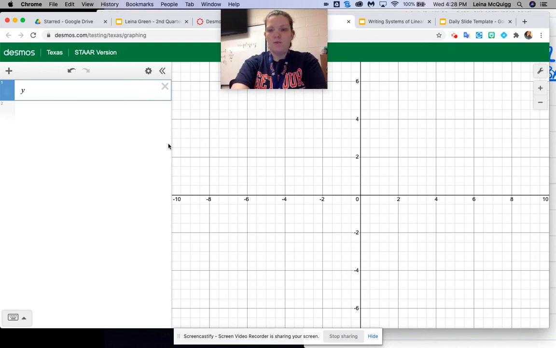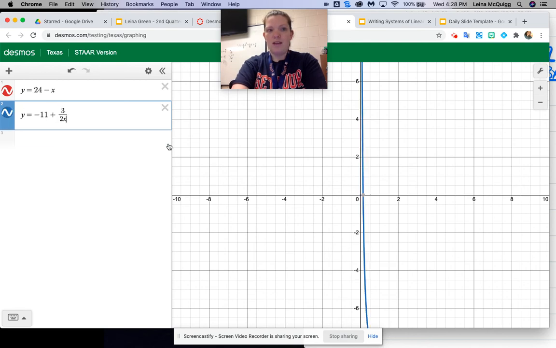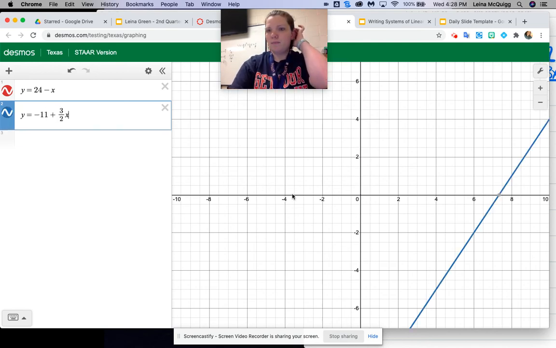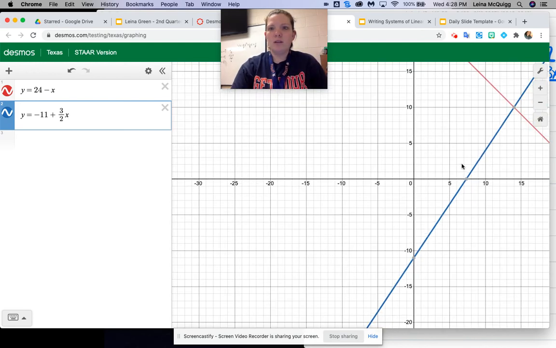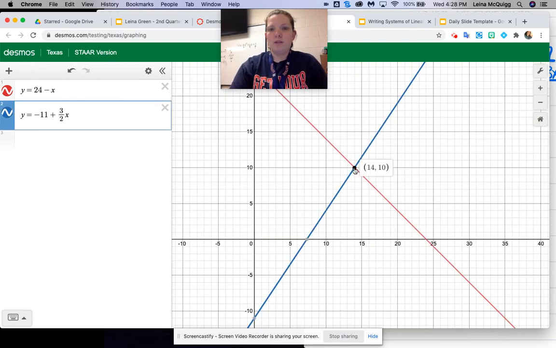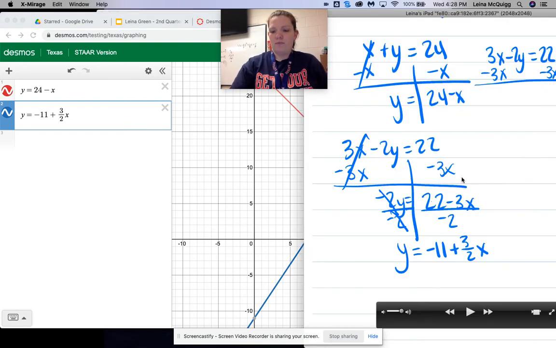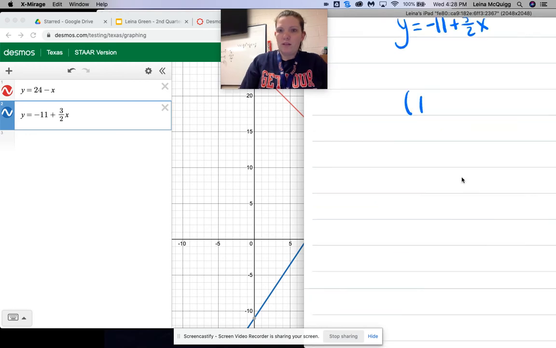All right, so we're going to type these in. Y equals 24 minus x, and y equals negative 11 plus 3 halves x. Oops, come out of the denominator, x. I'm going to zoom out, and we're looking for where they cross. So they cross right here at 14 and 10. So 14 is my x value, 10 is my y value. I'm going to write that down over here. We have, they cross at 14, 10. So 14 is my x, 10 is my y.